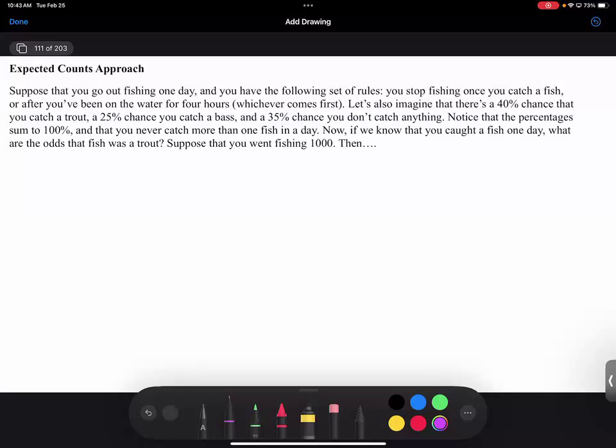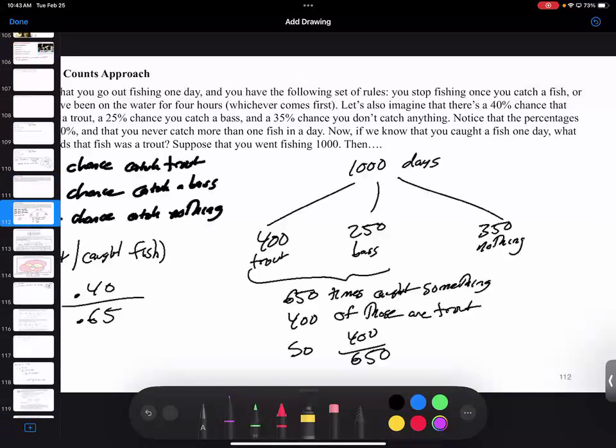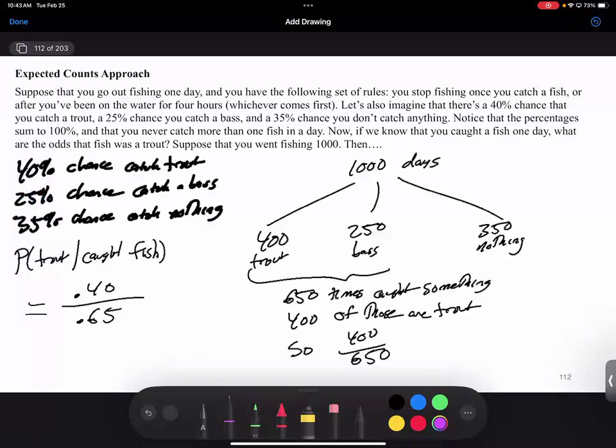Noticing the percentages sum to 100 and that you never catch more than one fish in a day, imagine now I tell you you caught a fish. Do you think you caught a trout or a bass? Trout. You have a greater chance of catching a trout than catching a bass. Then I could ask, given that you caught a fish, what is the probability that you caught a trout? Okay. And so we can do this using conditional probability.